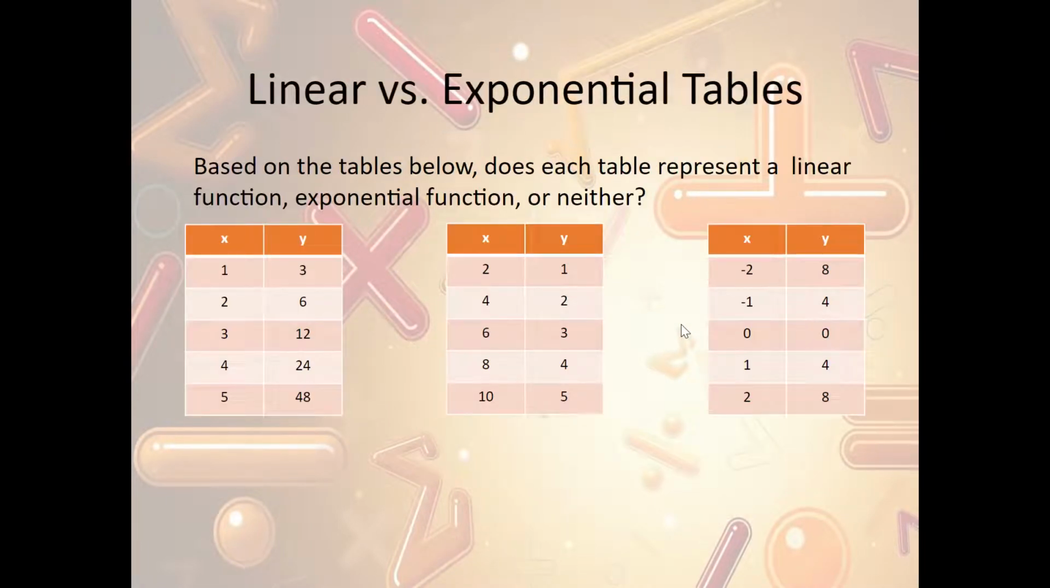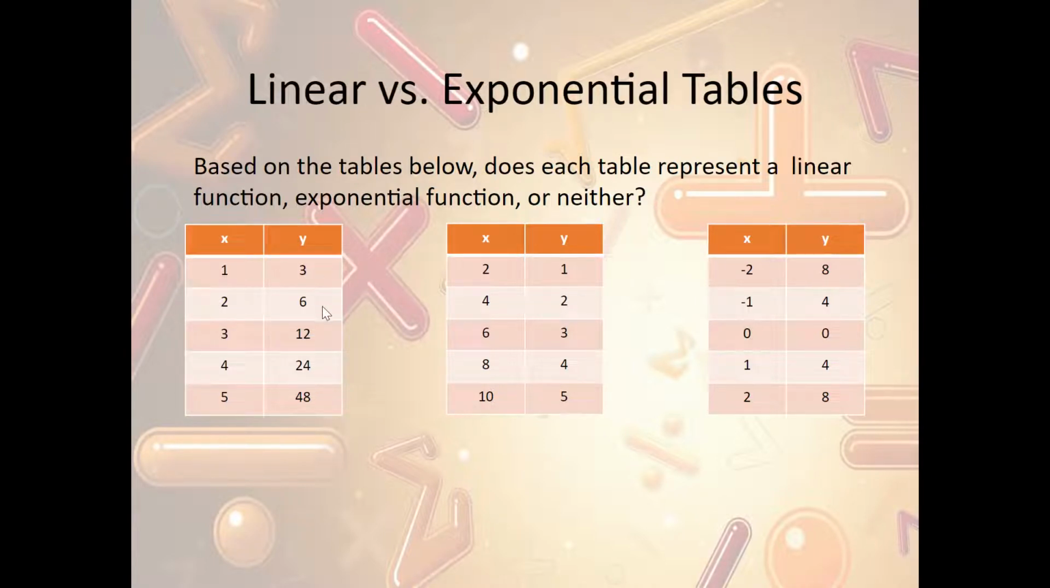So how can we compare these? The question says, based on the table below, does each table represent a linear function, exponential function, or neither? Well, if we look at this one, we have 1, 2, 3, 4, 5. So this one's consistent and going up by 1. So it could be either linear or exponential at this point.